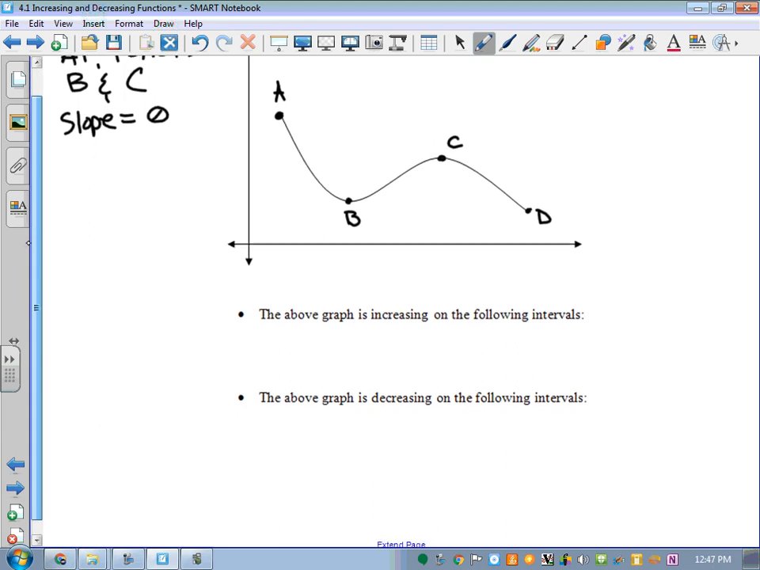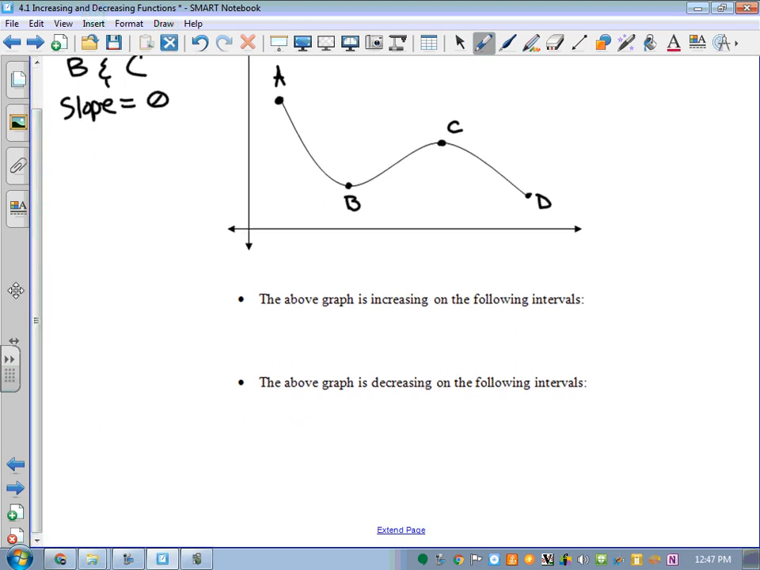Okay, so the above graph is increasing when it has positive slope. So that's from B to C. The graph is decreasing when it has negative slope, and that's in the intervals A to B and C to D. So nothing too crazy happening there, right? Just talking about increasing is positive slope and decreasing is negative slope.